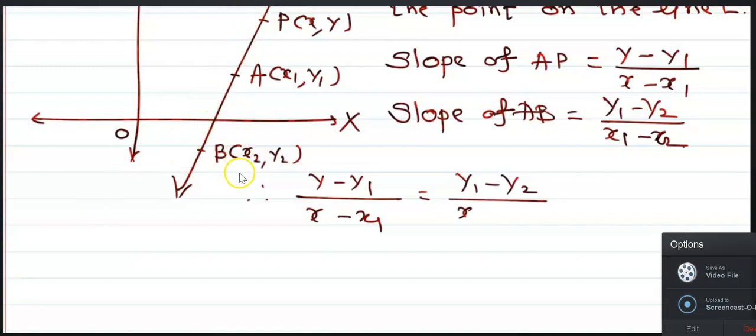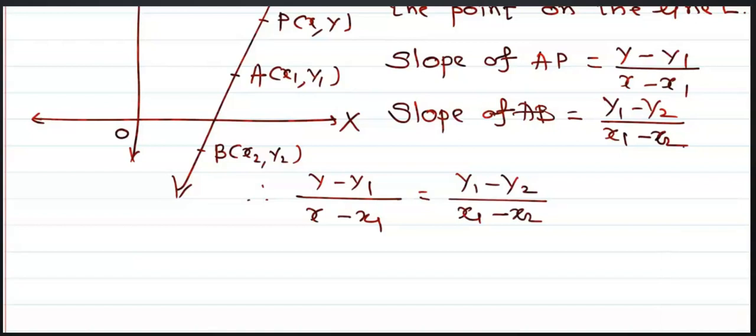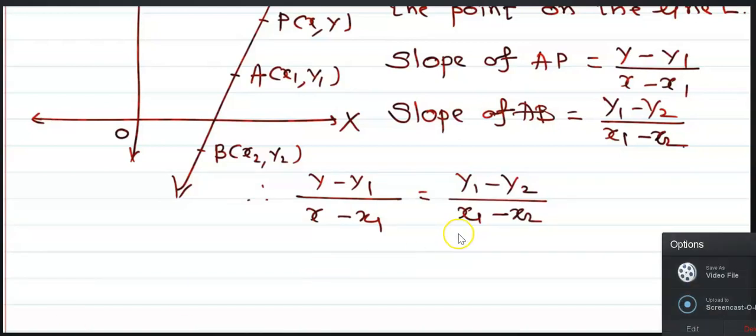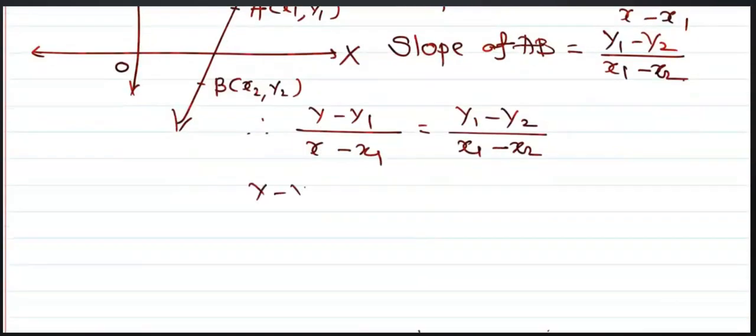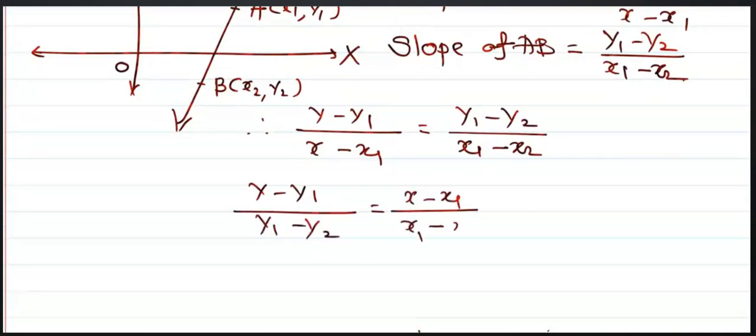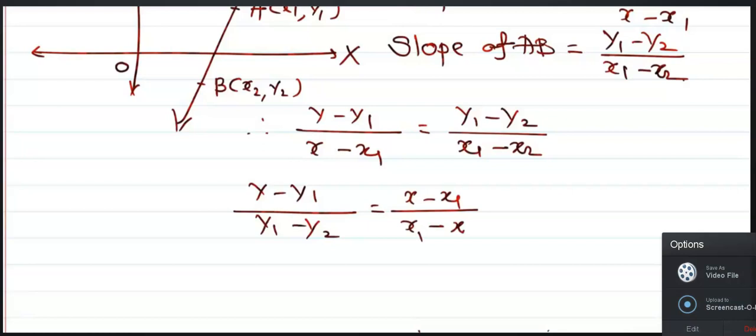Their slopes are equal. Therefore, (y minus y1) upon (x minus x1) is equal to (y1 minus y2) upon (x1 minus x2). This is the equation of a line in the two-point form. That is, (y minus y1) upon (y1 minus y2) is equal to (x minus x1) upon (x1 minus x2).